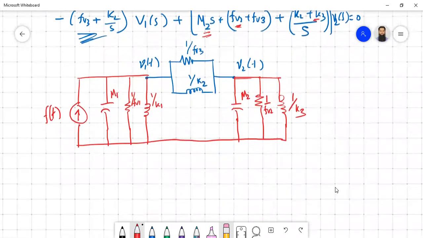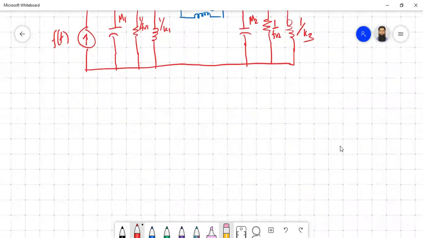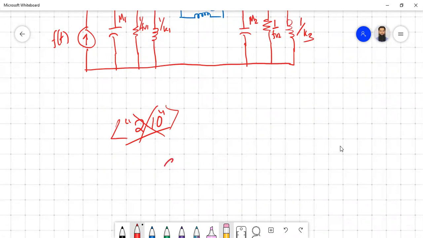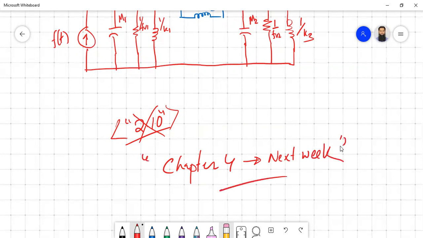So this was the last topic. Actually, there is another topic, 2.11, nonlinear systems, but that is not part of this course, so we'll avoid going into that topic. Rather, we'll start chapter 4 next week. Okay, see you in the next class, inshallah.